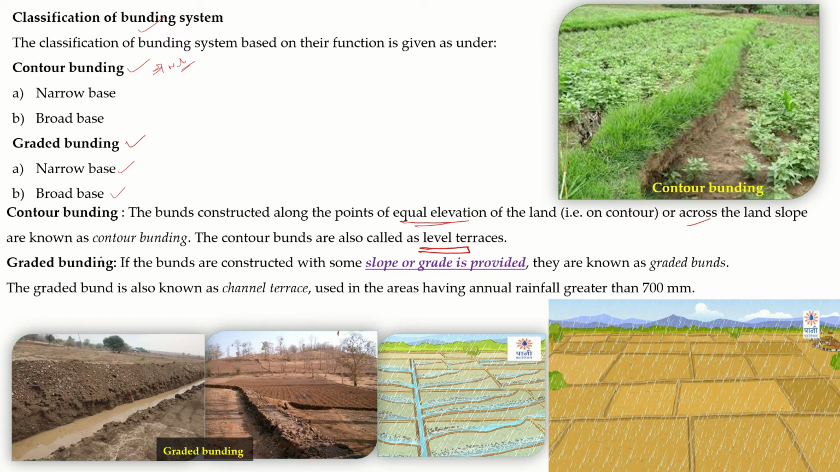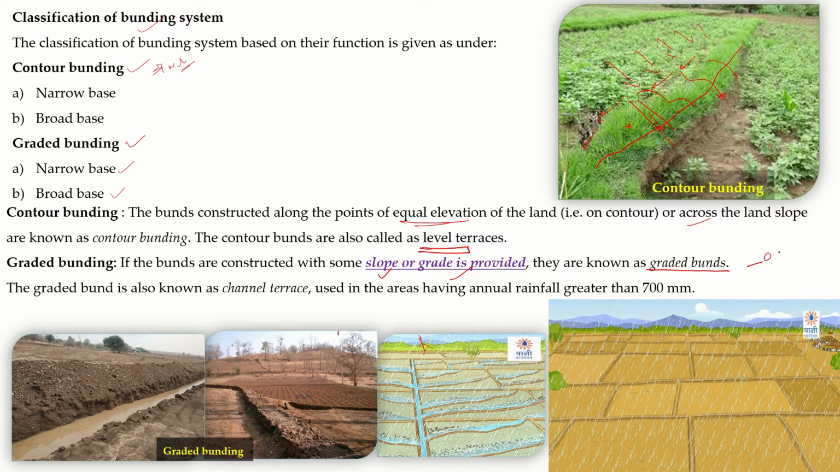Now the graded bund, where the rainfall is greater than 700 mm. In this condition there is a chance of a high amount of runoff in this particular field. So these bunds may not sustain, and the bund may break and cause more erosion. To avoid such a problem, the bunds are constructed with some slope or grade provided. These are known as graded bunding.